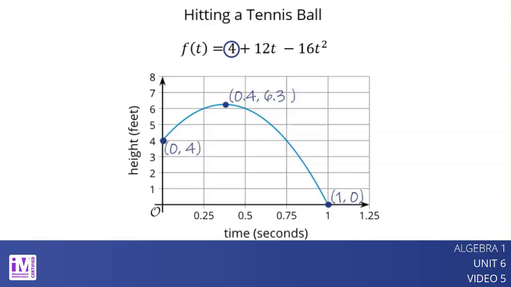The equation can be written in factored form as the quantity negative 16t minus 4 times the quantity t minus 1. From this form, we can see that the zeros of the function are t equals 1 and t equals negative 1/4. The 0 at negative 1/4 is not meaningful in this situation because the model only works after the ball is hit.